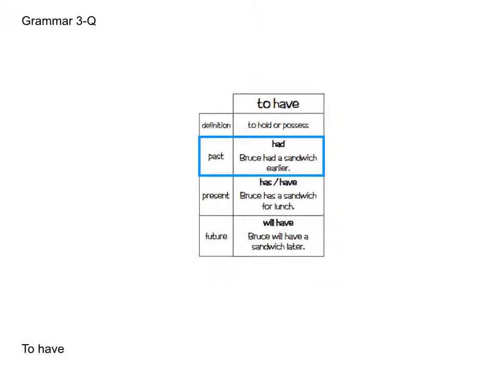We have past tense of to have is had. Present tense is has or have. Future tense is will have. In this booklet, what we'll have you do is identify and write the conjugations for to be and to have to familiarize yourself with these again.